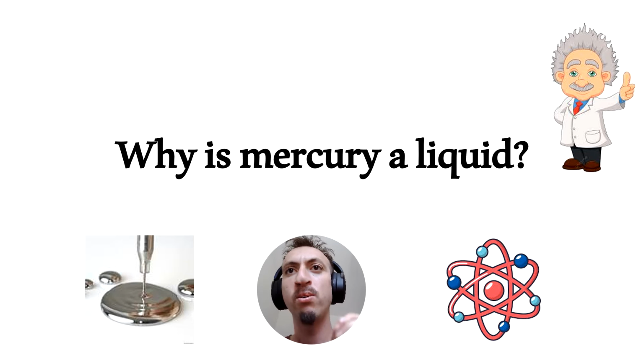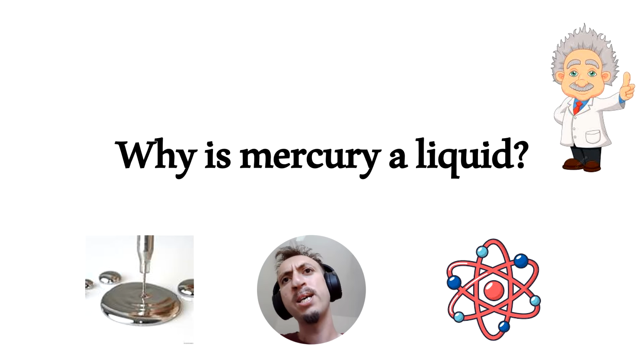So in this video we'll be exploring why mercury is a liquid at room temperature. Now mercury has had a fascinating history. It was known to the ancient Egyptians, to the ancient Romans. It was then used in traditional medicine and used a lot in alchemy.